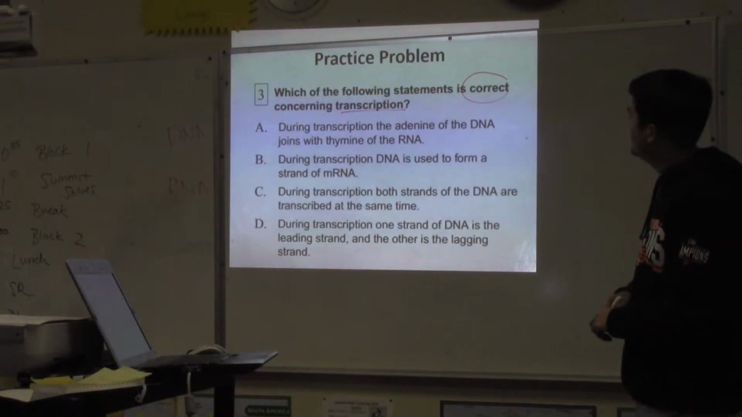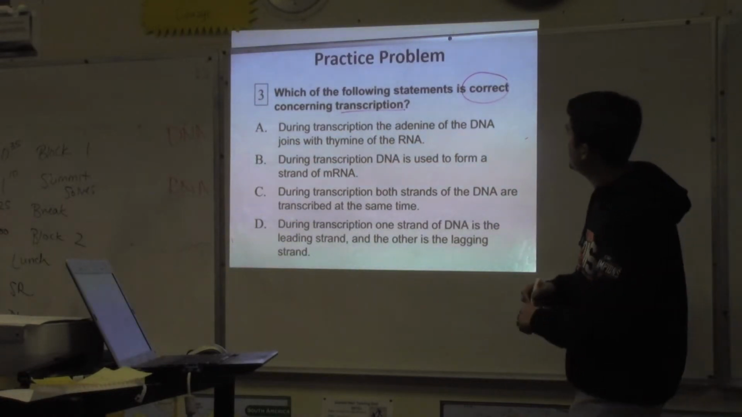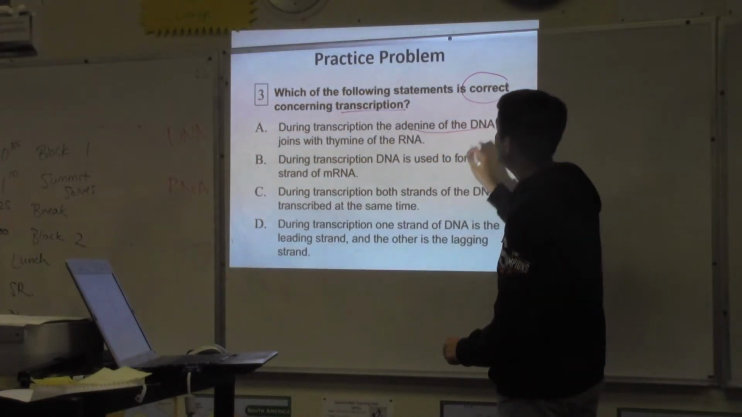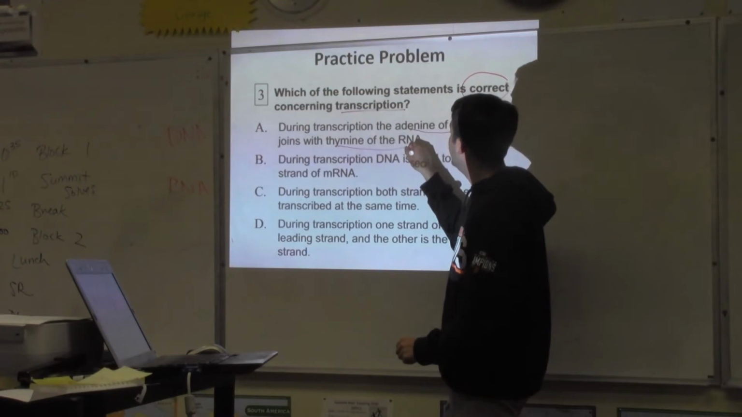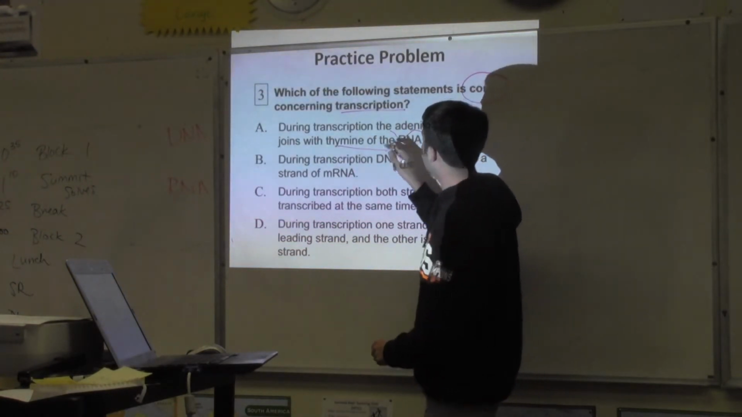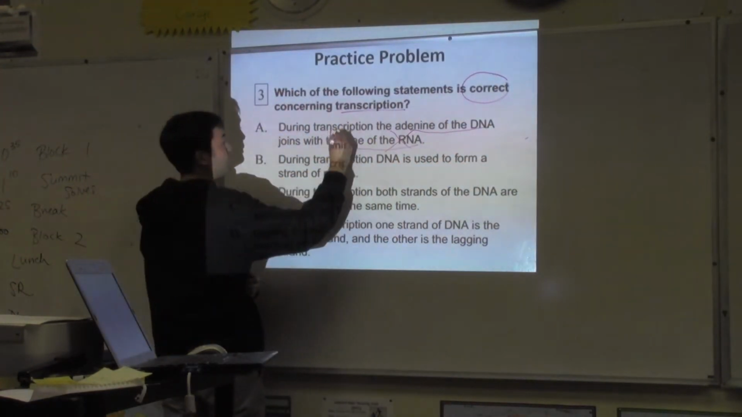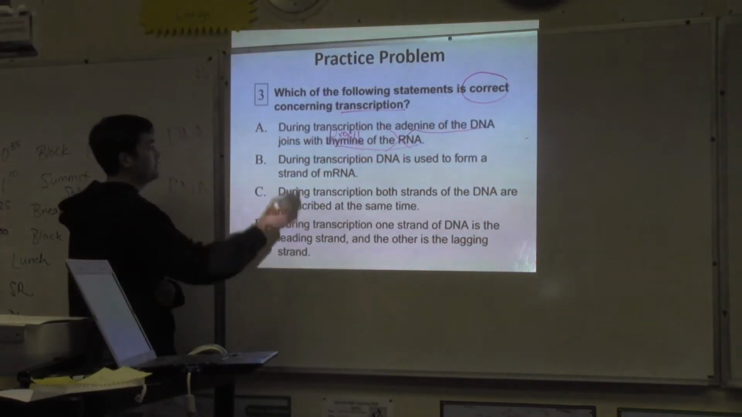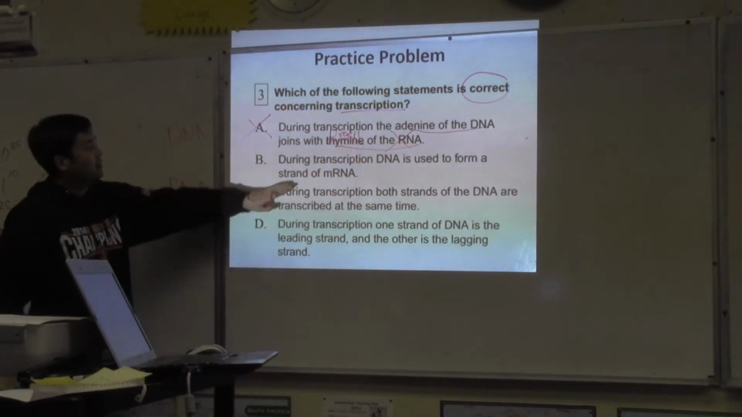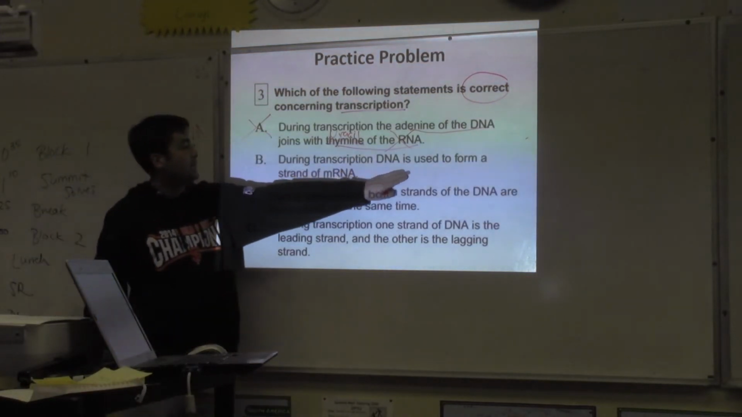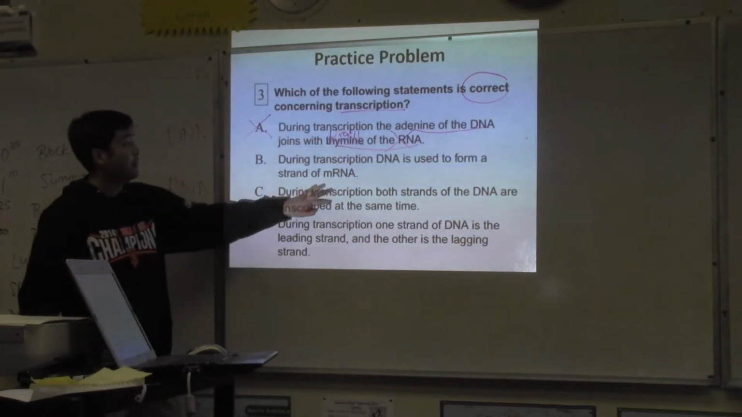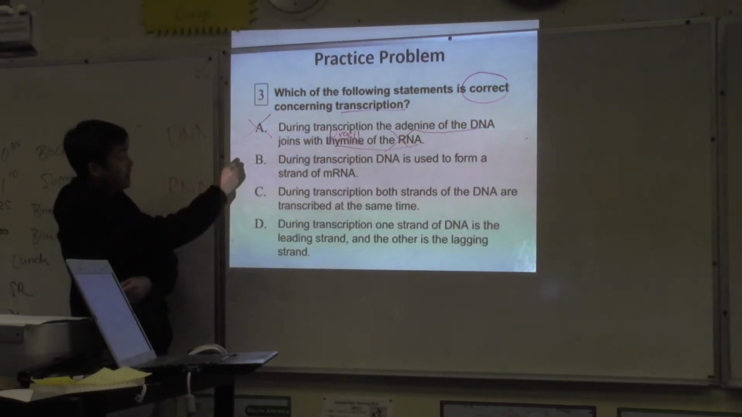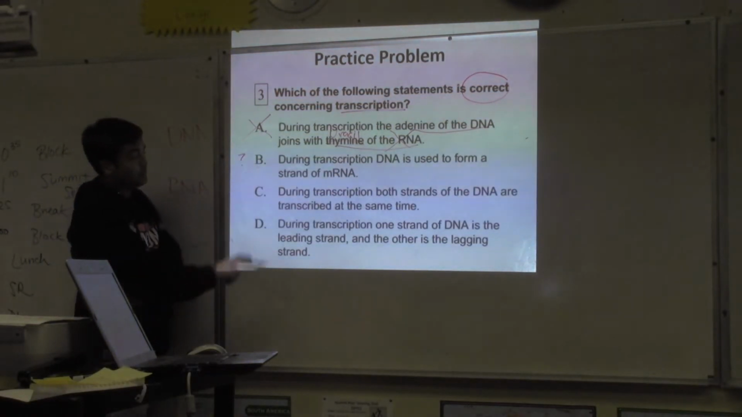All right. So during the transcription, the adenine of DNA joins with the thymine of the RNA. We know this is not right because if we're talking about uracil in RNA, there's no thymine or T in RNA, so we can eliminate that answer choice. During transcription, DNA is used to form a strand of mRNA. Okay, that seems like a possibility. Let's leave that as a possible answer choice.